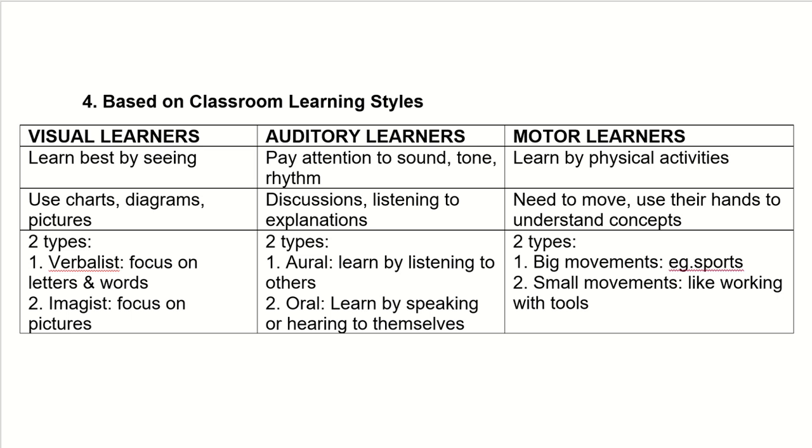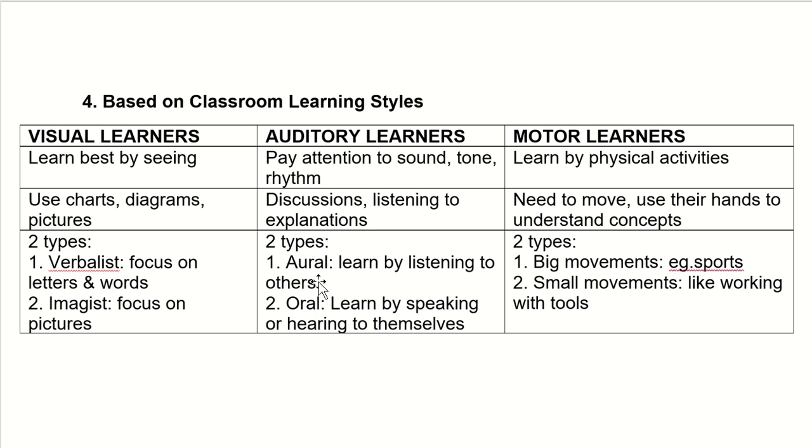Okay, so visual learners, of course, we had seen that. Auditory learners, we know that, and motor learners, we also know that. But these three categories also have types. So here you can see in the visual learners, we have verbalist and imagist. The verbalist focus on letters and words, whereas the imagist focus on pictures. So there are more detailed types of learners.